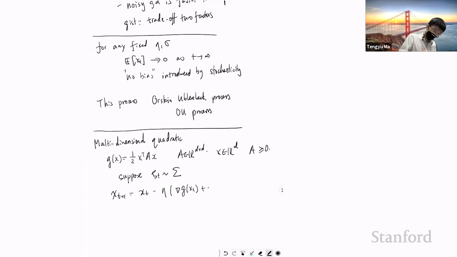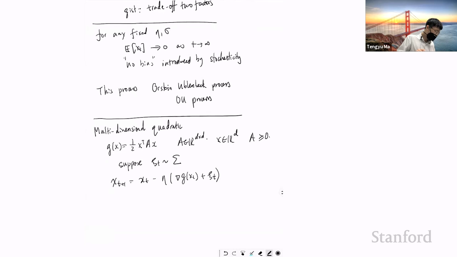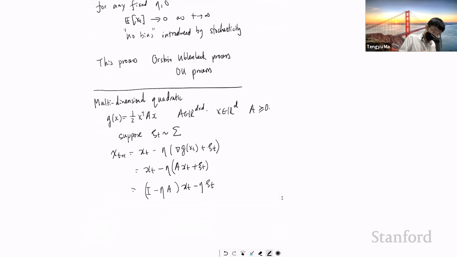Then your update rule, suppose we care about this process where you do gradient descent with this stochasticity ξ_t, becomes x_t minus eta times the gradient, which will just be A times x_t. You add ξ_t, and rearranging, you get (I minus eta A) times x_t minus eta ξ_t. And you can do the same recursion as we did before, right?